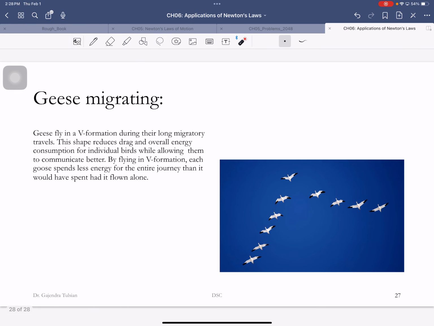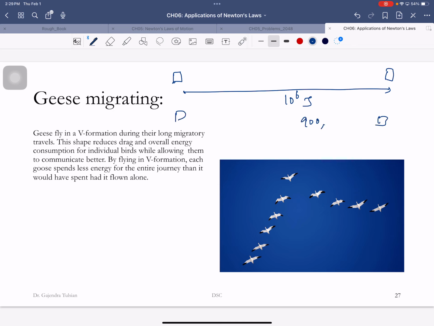All right. Now biology understands physics very well. You have seen geese flying in formation like that. Why do they fly in formation like that? To reduce drag. So if you were a goose flying by yourself from point A to B, let's say it takes you 1,000,000 joules of energy to get from here to there, if you fly in formation, maybe it might only take 900,000 joules. I'm just making up the number.